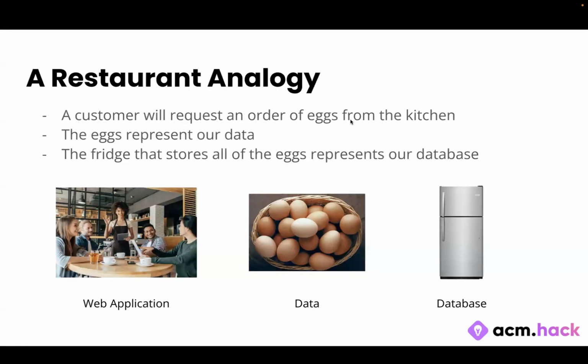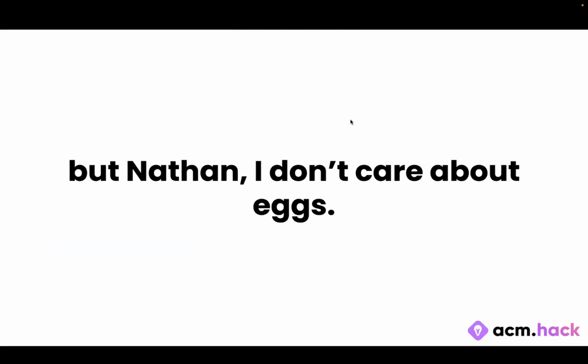So we're going back to our lovely restaurant analogy here. So let's say, for example, a customer requests an order of eggs from the kitchen. And so the eggs are actually representing our data, and the fridge that stores the eggs represents our database. So eggs is data, and database is our fridge. We're going to be talking about the fridge portion today. All right, I get it. But if you're like, okay, I really don't care about eggs, right? How does this actually apply to me?